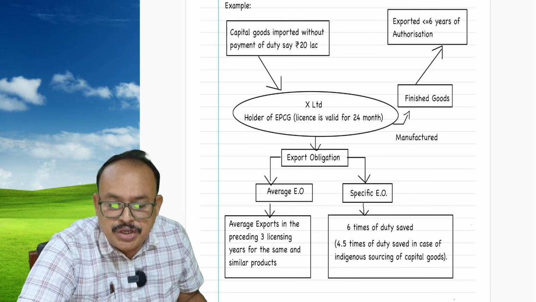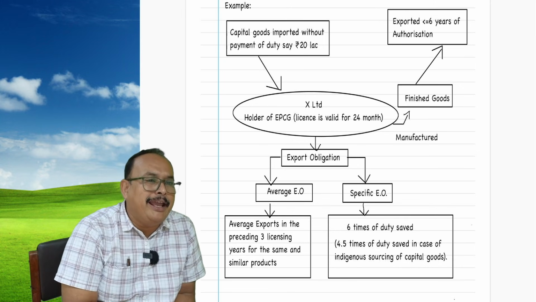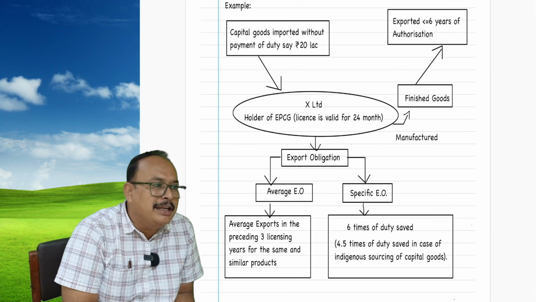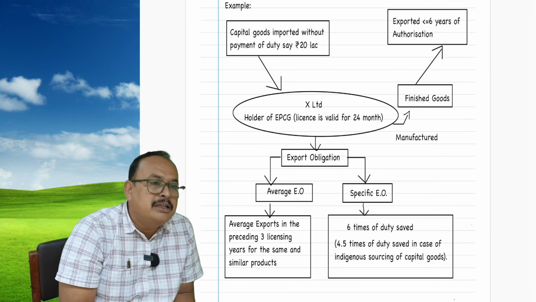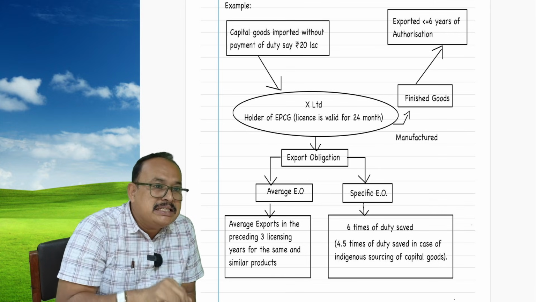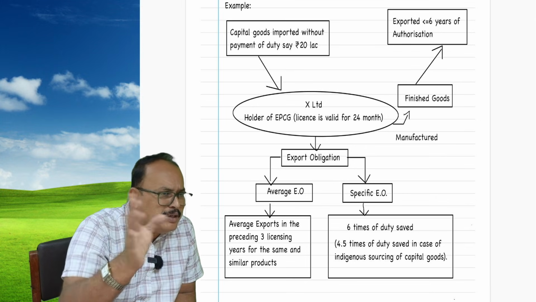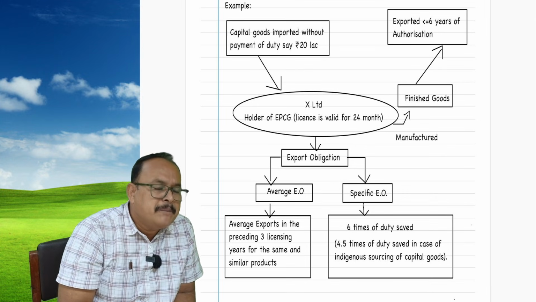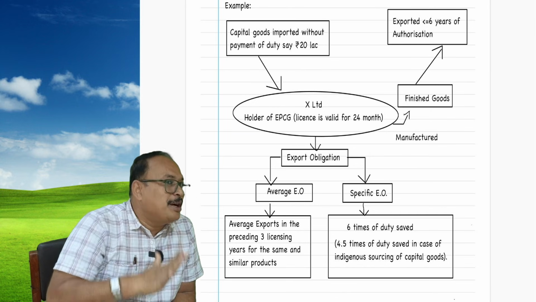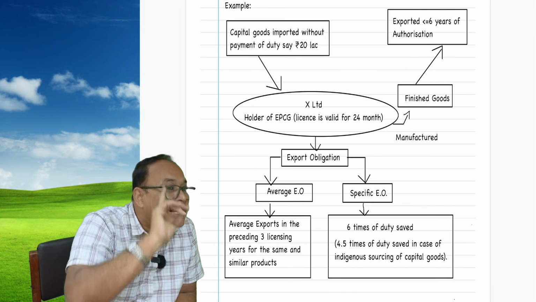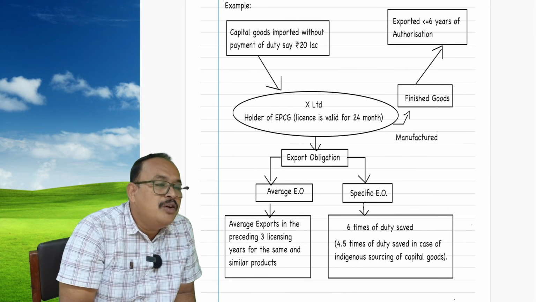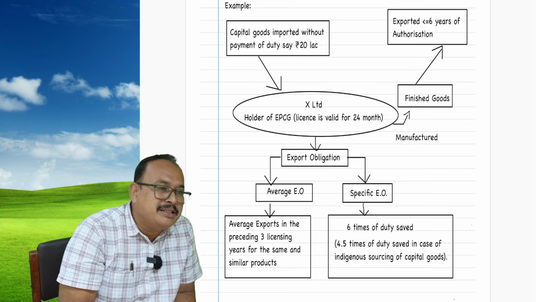Suppose you procure the goods locally. There are 2 export obligations. One is the average export obligation, which is the past 3 years' export turnover divided by 3. The other is the specific export obligation, which instead of 6 times is only 4.5 times the duty saved.